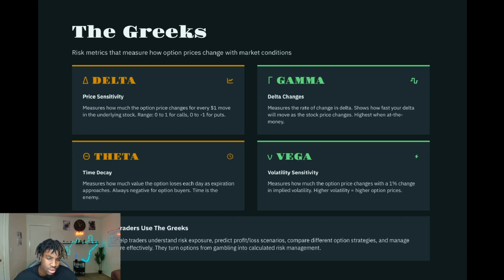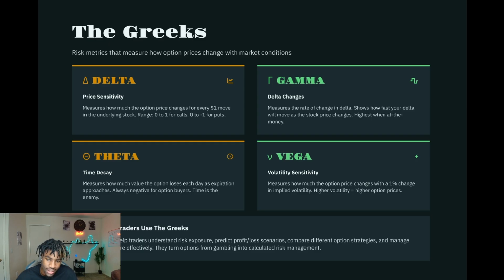Theta is basically time decay. Time decay measures how much value the option loses each day as expiration approaches. It's always negative for option buyers. Time is typically going to be your biggest enemy. With option contracts, definitely same day expiration contracts, you're going to have a high theta. That is the con of options: you're going to have time decay. The closer it comes to the expiration of the contract, the more worthless it's going to become. So just holding a contract for more than a day or even an hour, you're automatically losing money because of time decay.